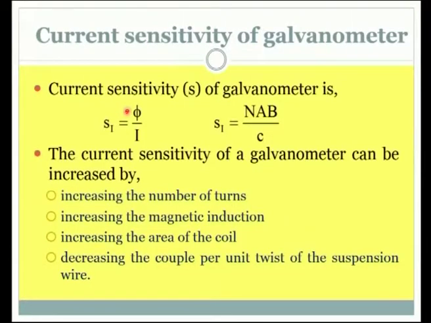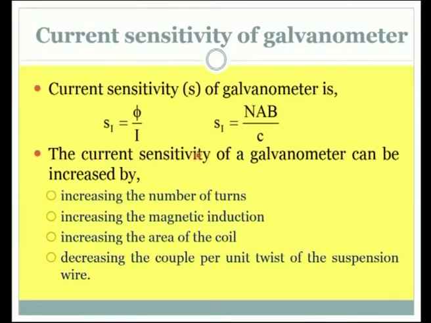Current sensitivity S of a galvanometer is defined like this. S is the sensitivity. Because it is emphasized as current sensitivity, we have a suffix I here. It is, for unit current, how much deflection we are having. So it is the inverse of figure of merit. So it is phi divided by I. If I is made as 1, how much deflection is it producing? Even for a small current, if it produces some deflection, then the sensitivity is high. So that is the meaning of this.